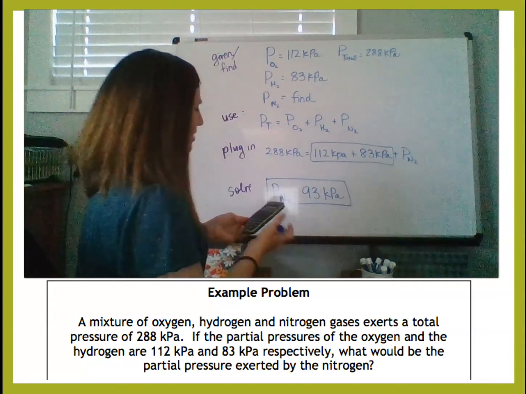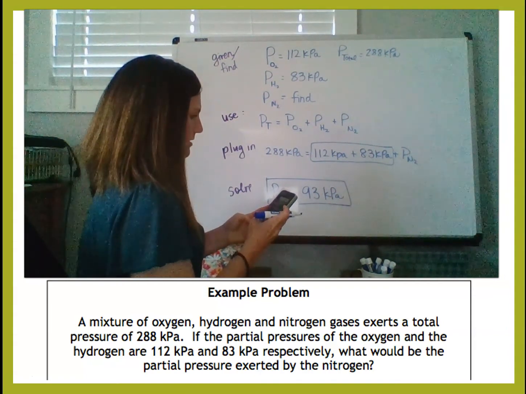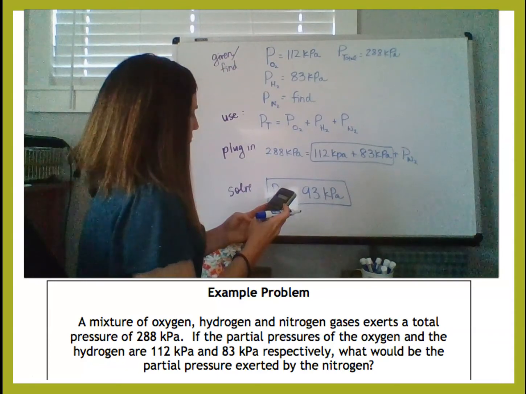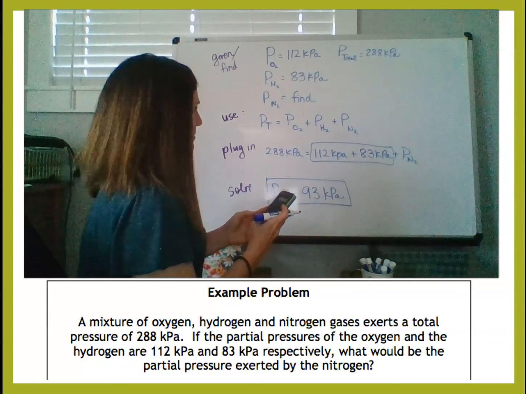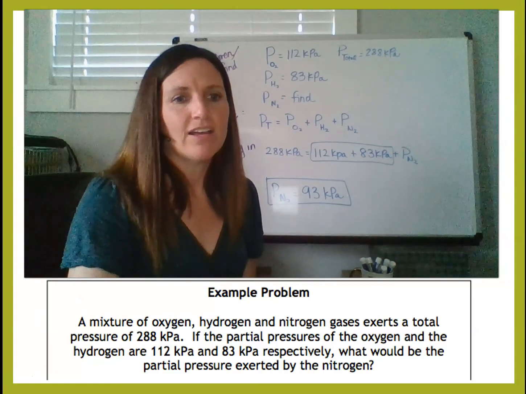And if you wanted to double check it, of course you would do 93 plus 83 plus 112 to make sure you get 288 back again, and I do. So there's our answer. All right, there's Dalton's law.